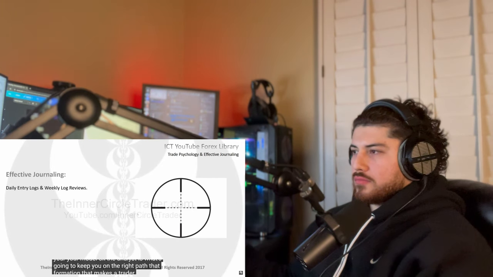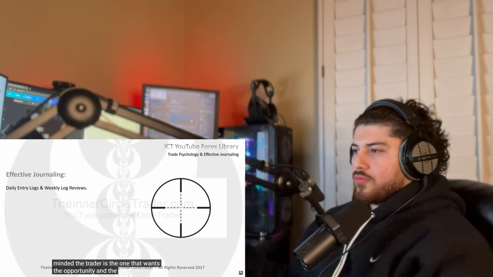That formation that makes a trader is made up of three people. They're all the same person. The analyst, generally, is the one that is most level-minded. The trader is the one that wants the opportunity and the right or wrong measurement. But then you have the gambler, who wants the thrill of it all, and it's also the person that takes the hardest the grief that comes with a losing trade.